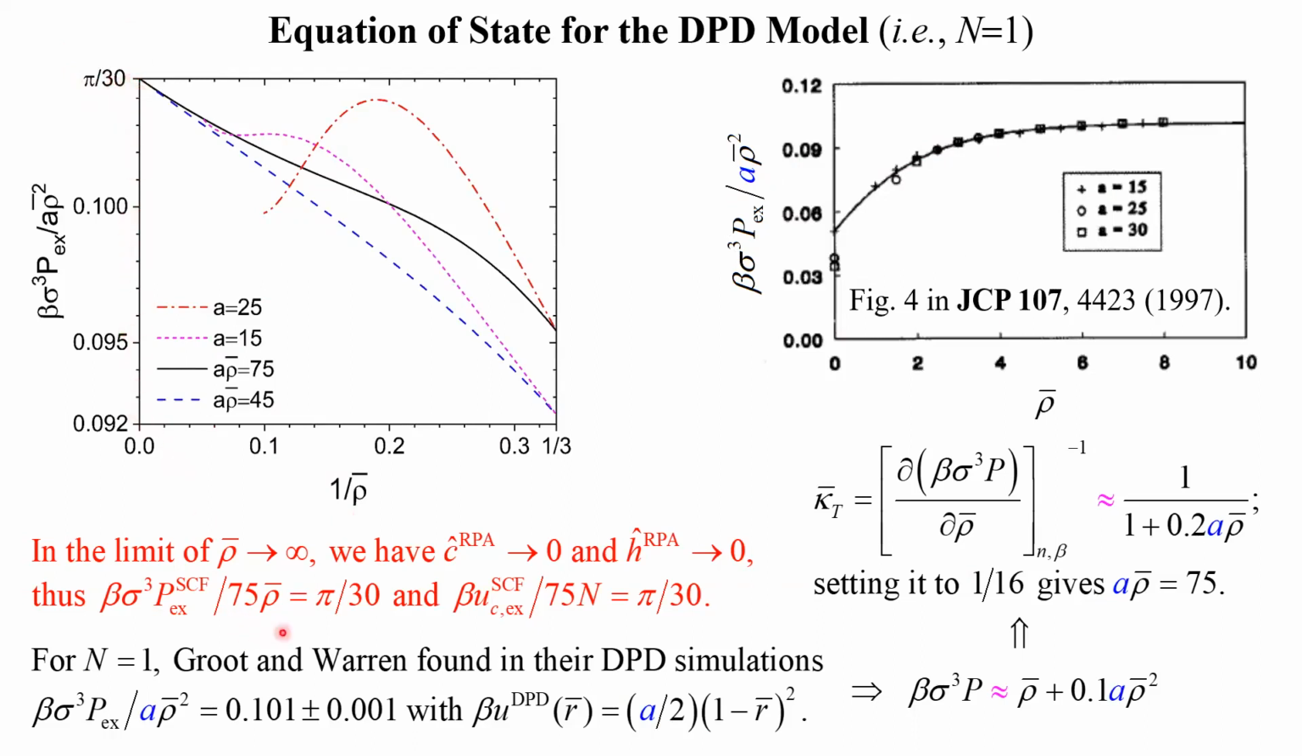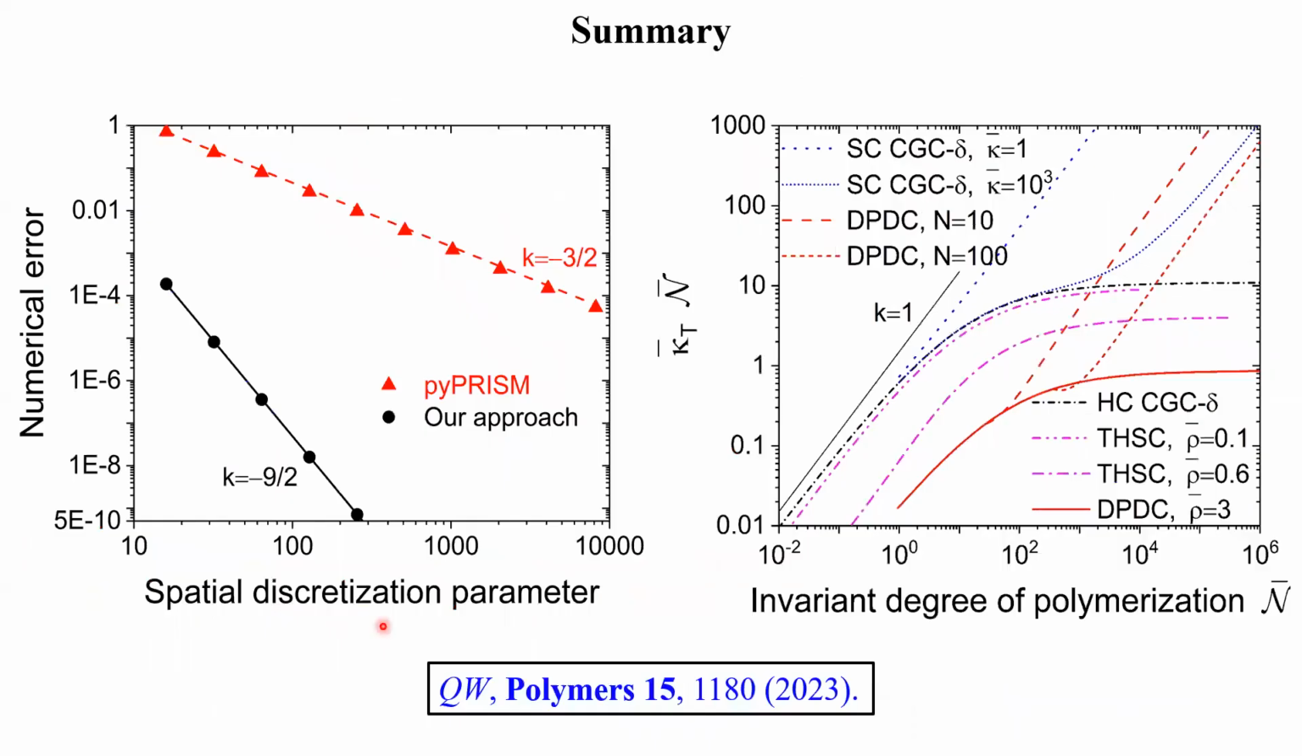To summarize, we have proposed an efficient numerical approach that is several orders of magnitude more accurate than the state of the art in the literature, and enables us to accurately solve the PRISM theory for chain lengths up to 1 million. We have also found different behaviors of the soft core models at a large n bar, depending on how it is varied. So how to model both fluctuations and correlations in long chain polymeric systems used in experiments is a question for us to think about. Some results of this work were recently published in Polymers.